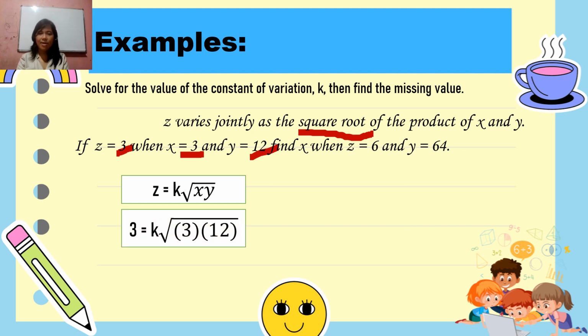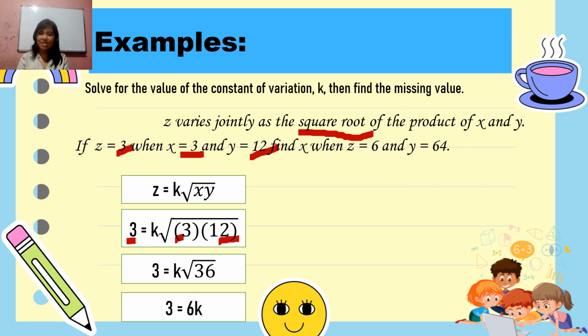So, here, eto na siya. So, z is 3, tapos 3 din yung x, 12 yung y. 3 times 12 is 36, and then the square root of 36 is 6. So, divide mo both sides of the equation by 6, yung k mo is 1/2. Bakit 1/2? Kasi pag nag-divide ka both sides, yung kabilang side magiging 3/6. Hindi naman siya kayang ma-divide, pero ma-reduce mo siya into 1/2. So, that's why we have k equals 1/2.